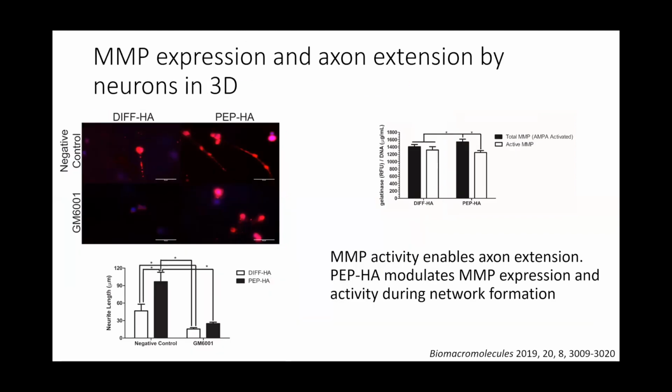Looking at it in 3D to go deeper in the neurons, blocking MMP activity, which is this bottom panel here, actually limits axon extension. So MMP is playing a vital role in that network formation, but not a significant role in the maintenance. We also find that the PEP-HA, this optimized signaling, actually plays different activities in activation and total presentation by the cells, indicating that there's some level of regulation and control not observed with the DIFF-HA.